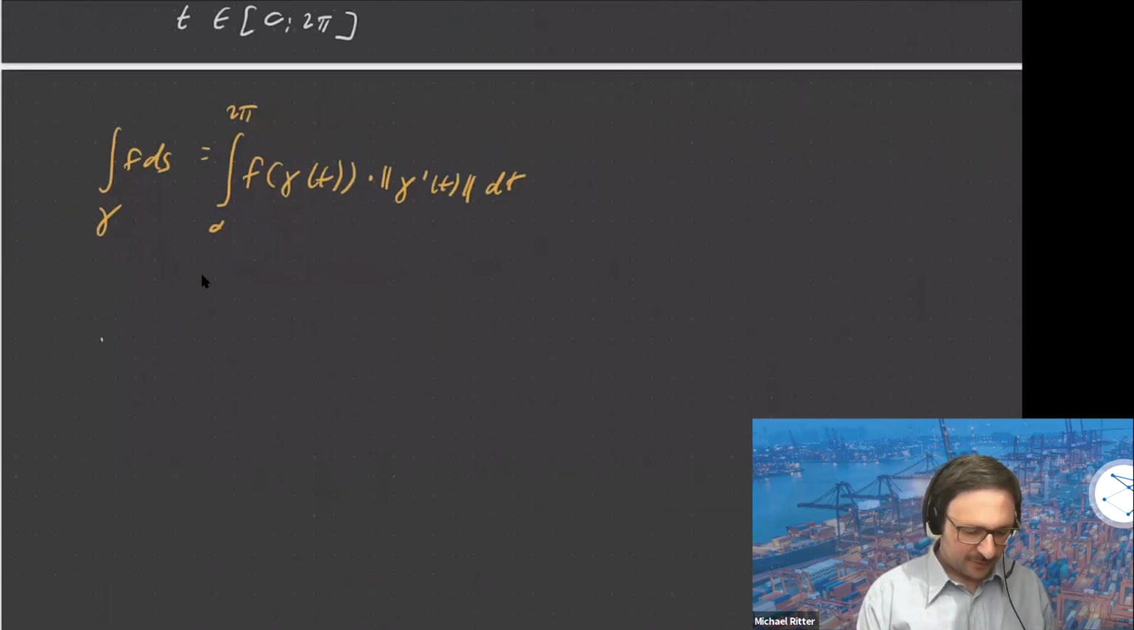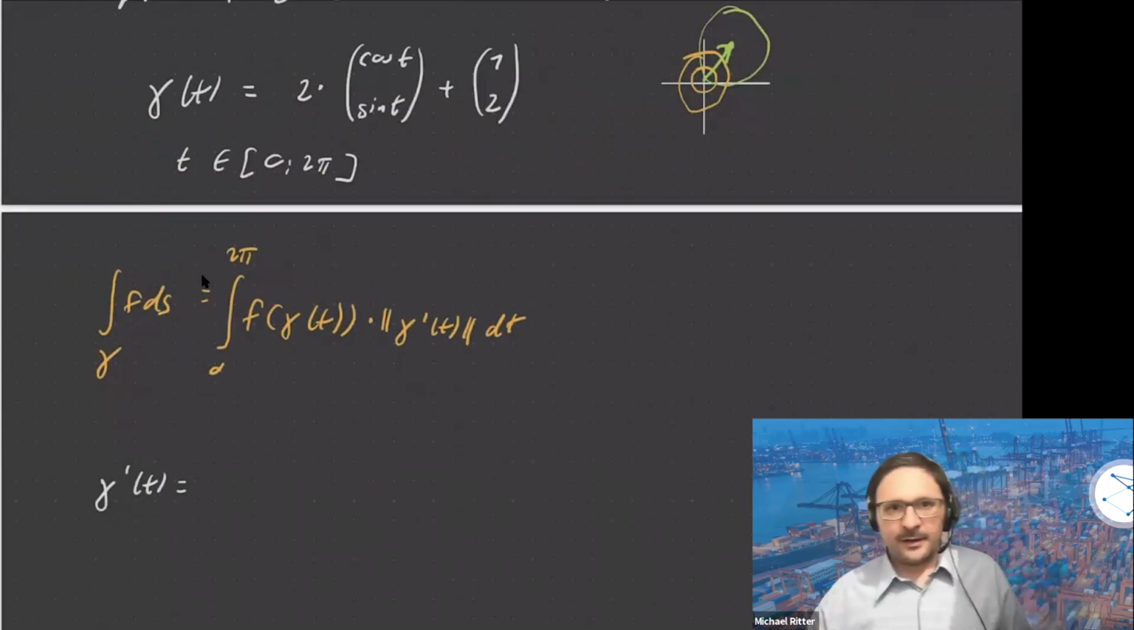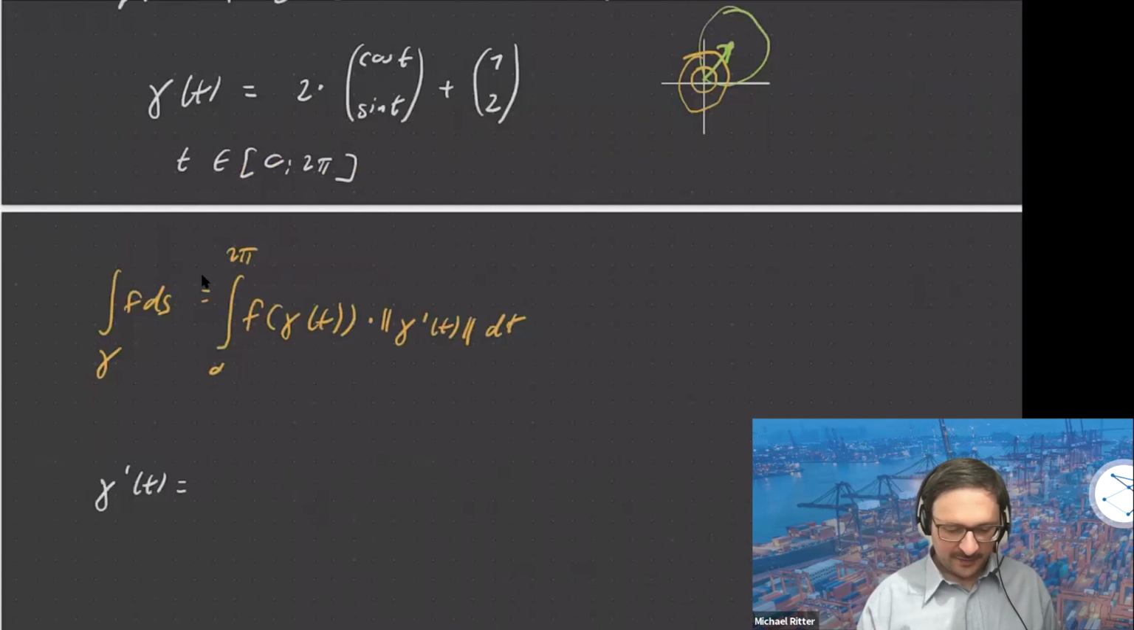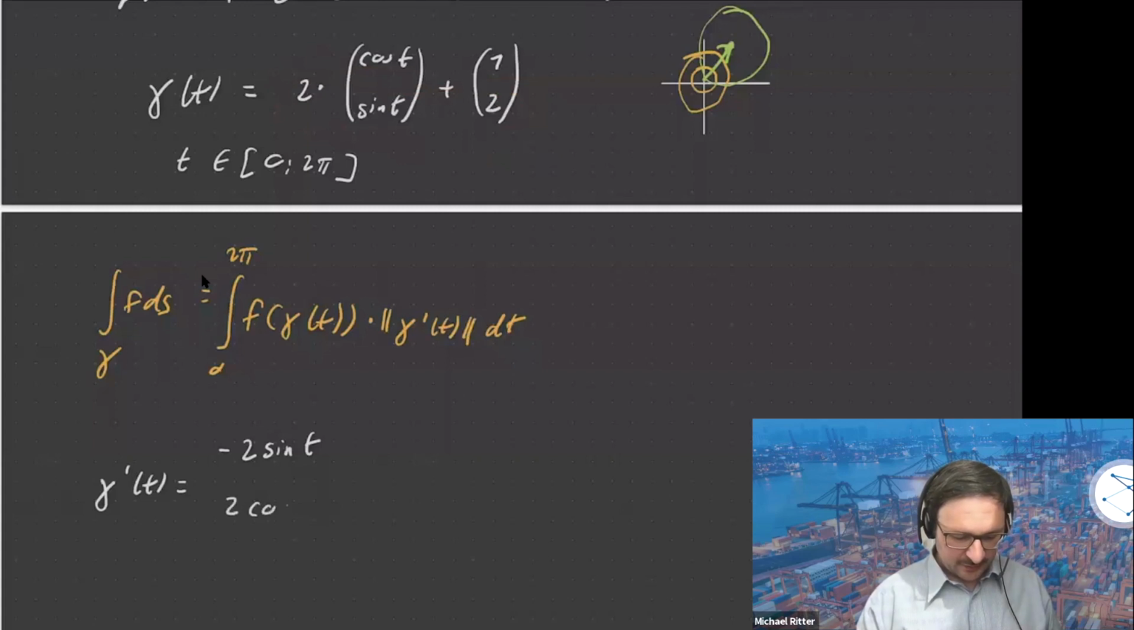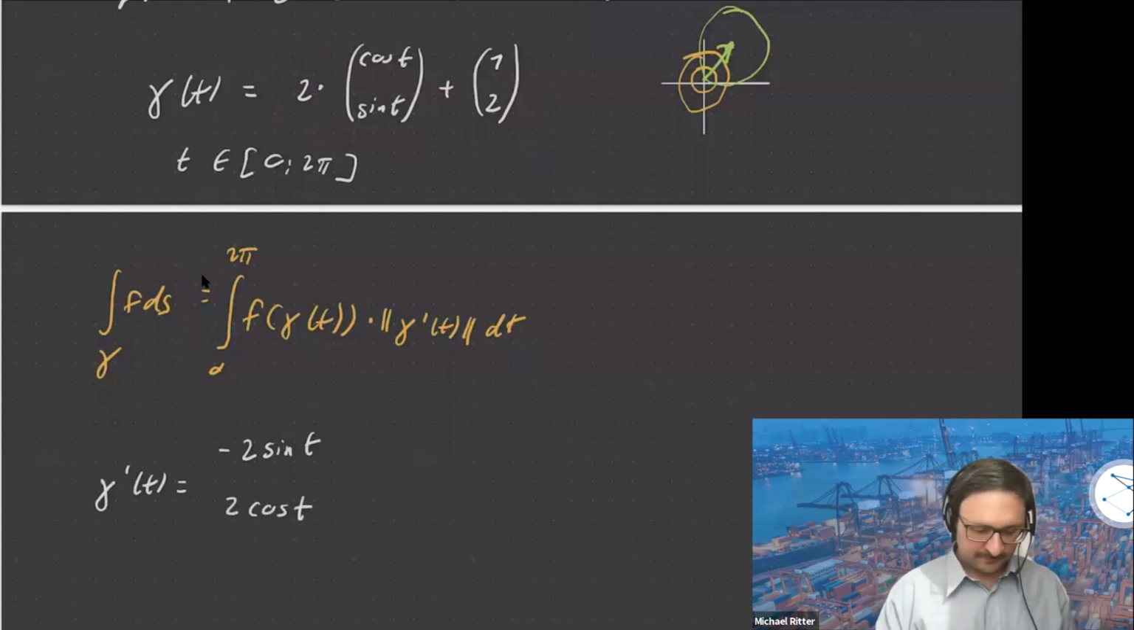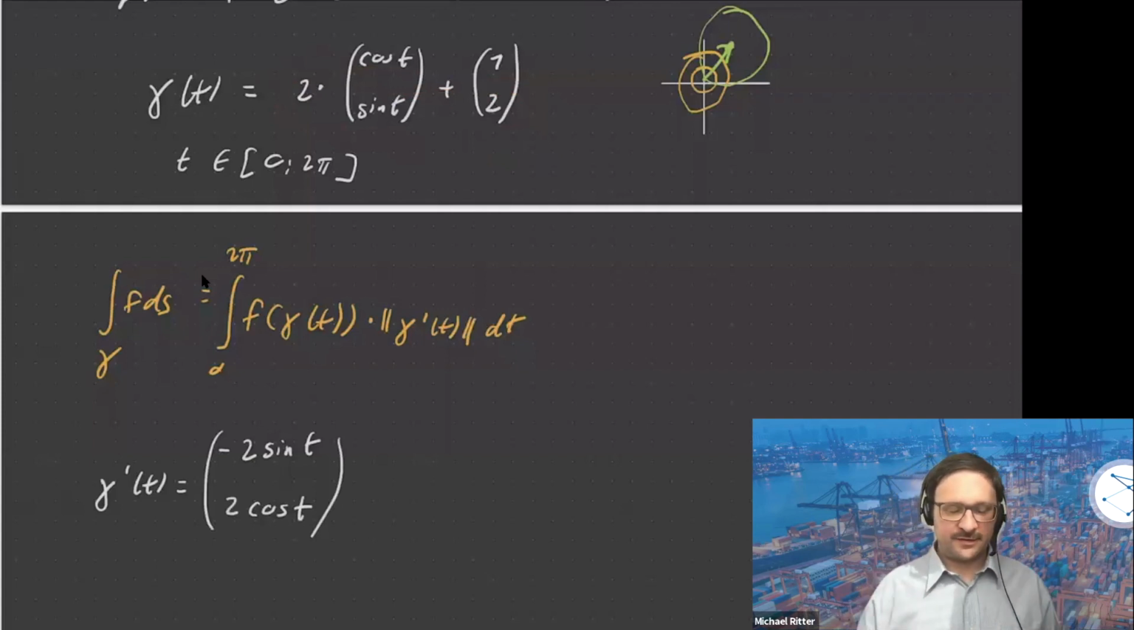So again, we will need gamma prime. If we compute gamma prime, then, well, first coordinate is 1 plus 2 times cosine of t. The 1 will vanish, of course. The derivative of the cosine is the negative sine, so we get minus 2 sine of t. And for the second coordinate, the 2 will vanish if we differentiate. And the derivative of the sine is the cosine. So we get 2 times cosine of t. Okay, so this is this derivative here.